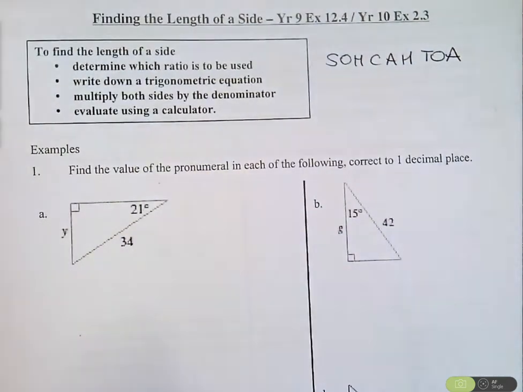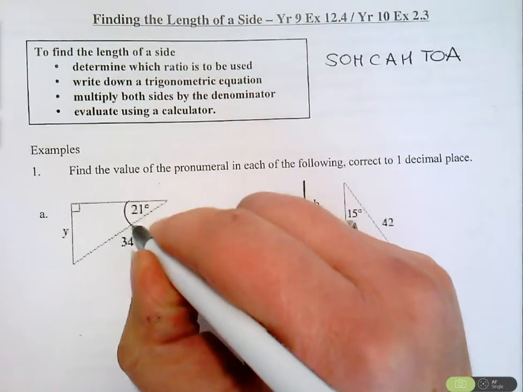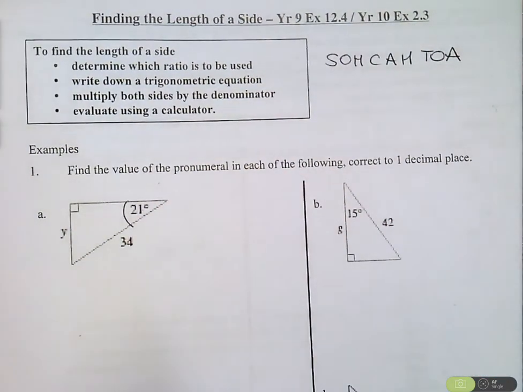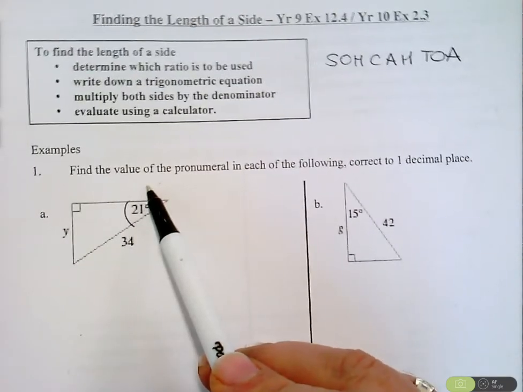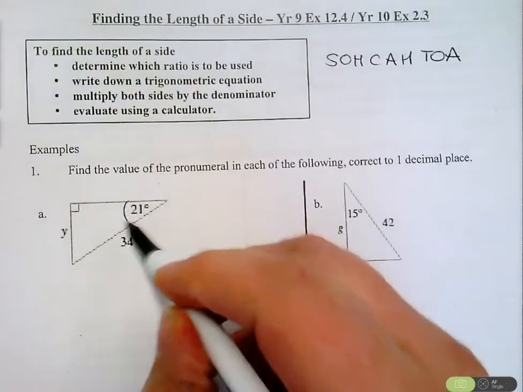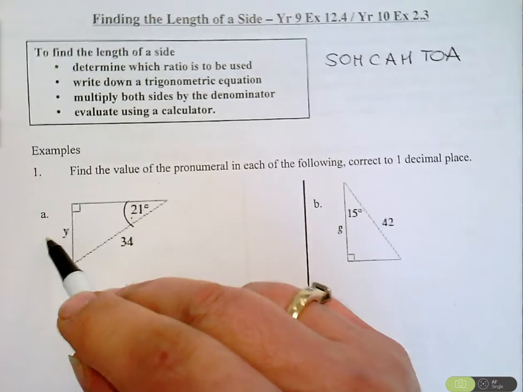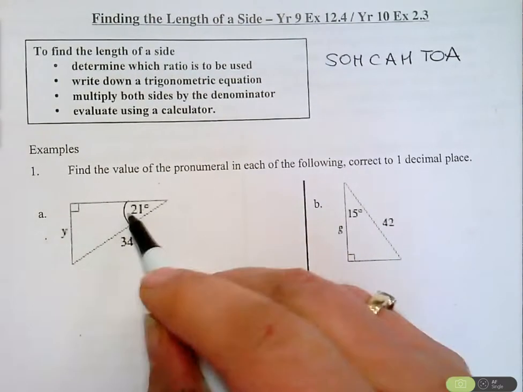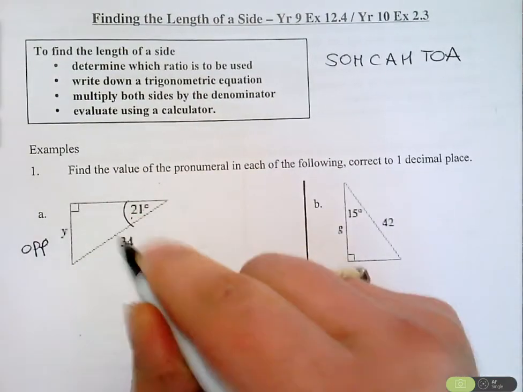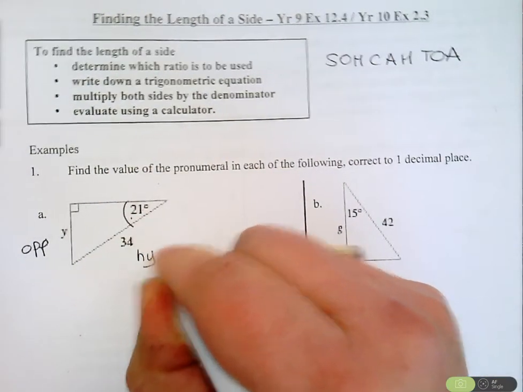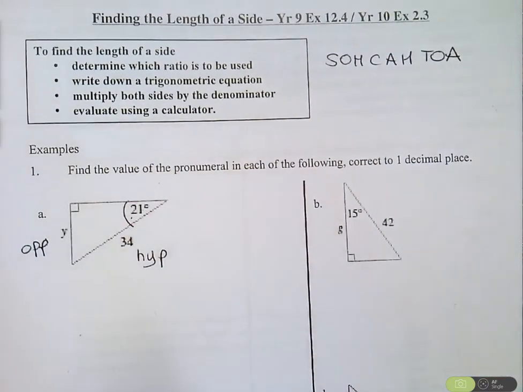Now, it says to find the length of a side, determine which ratio is used. This is my angle. I do not want you marking the side with nothing on it. So this side up here has nothing on it. In reference to the 21-degree angle, tell me about y. What is it? It's opposite. And this side here, 34, is the? So which ratio, SOH CAH TOA, uses O and H?